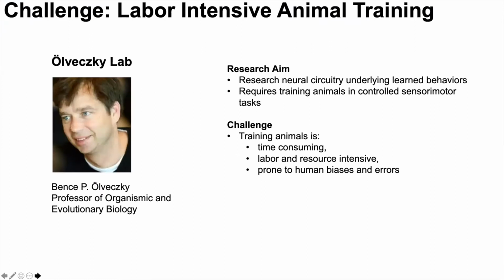So just to provide some context for this project, we are working with the Ovechki lab. You can see the PI on the left is Spencer Ovechki. He's a professor of organismic and evolutionary biology, and he researches neural circuitry underlying learned behaviors. So this requires researchers to train animals in controlled sensory motor tasks. And the challenge with this is that it's very time consuming. It's labor and resource intensive, and it's subject to human error, human biases.